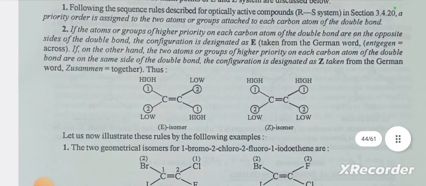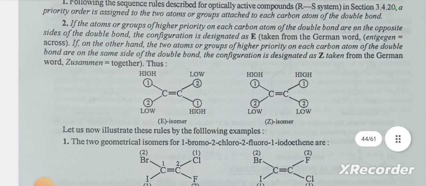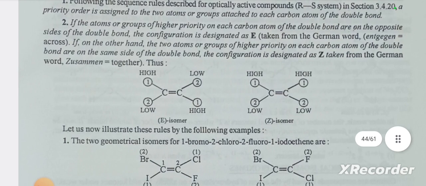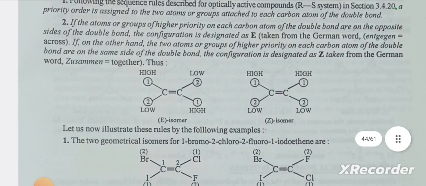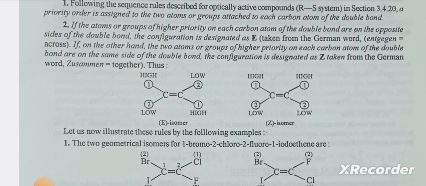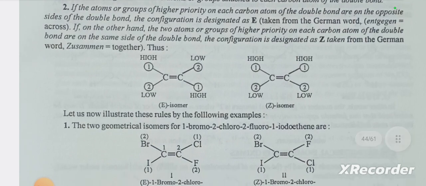Following the sequence rules described for optically active RS system in section, priority order is assigned to the atoms or groups attached to each carbon atom of the double bond. If the atoms or groups of higher priority on each carbon atom of the double bond are on opposite sides of the double bond, the configuration is designated as E. If, on the other hand, the two atoms or groups of higher priority on each carbon atom of the double bond are on the same side of the double bond, the configuration is assigned as Z.